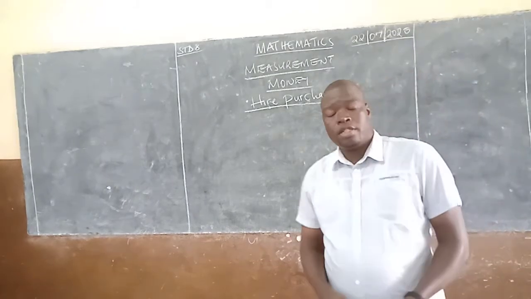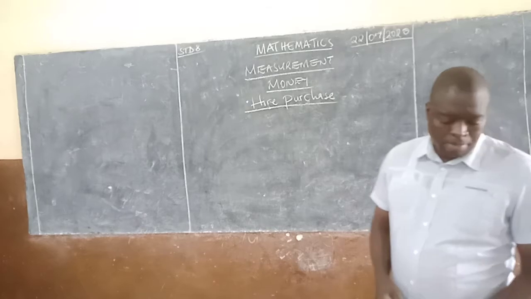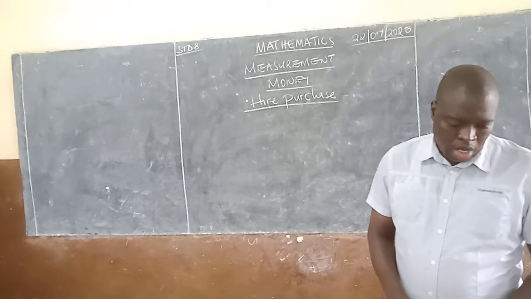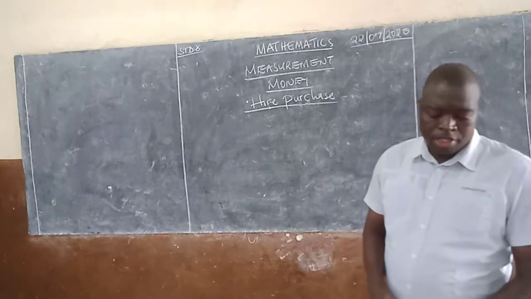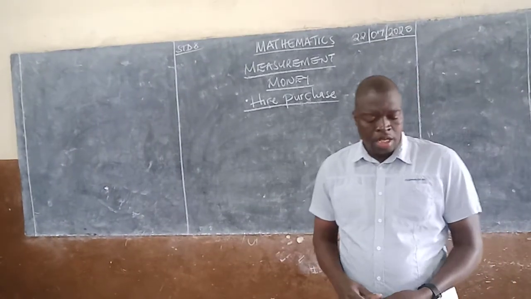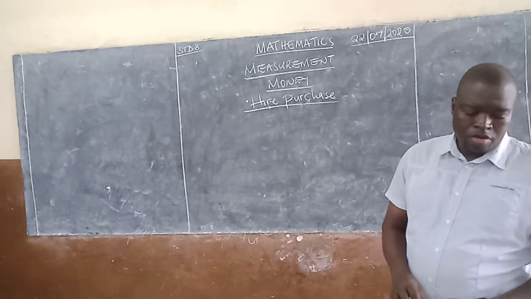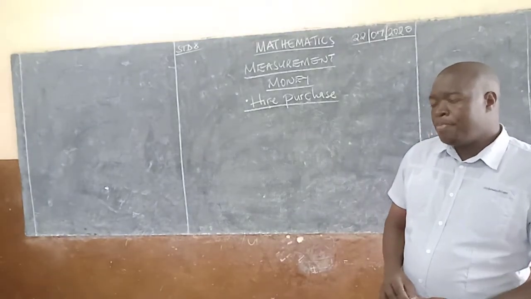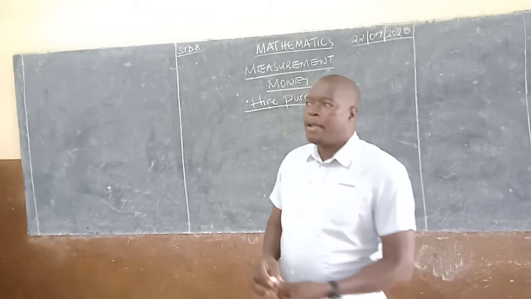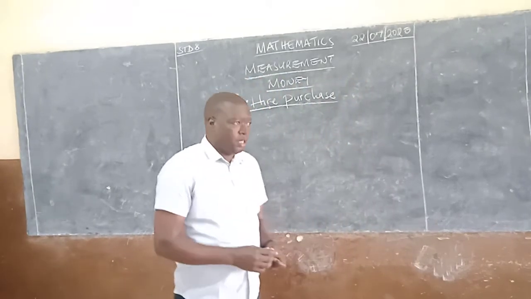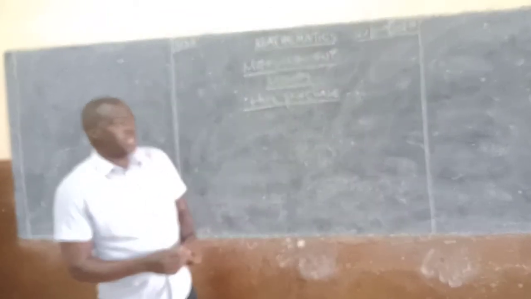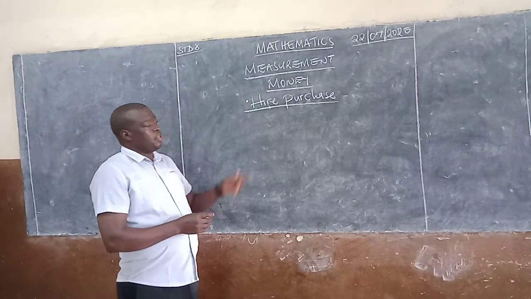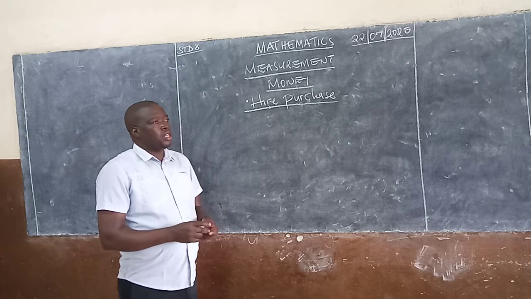Our lesson today is on hire purchase. We have been doing something to do with compound interest, but today I want us to talk about hire purchase. Hire purchase is a way of buying goods by paying for them over a period of time. For example, you want to buy a television set, but you don't have the cash. Of course, you can buy that TV using this method, that is the hire purchase.